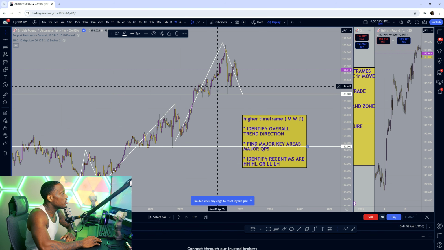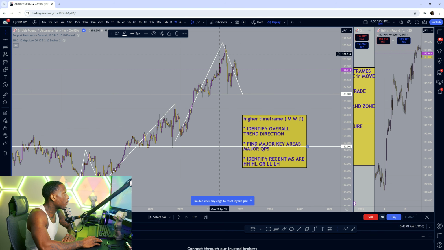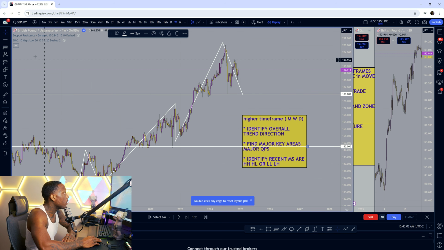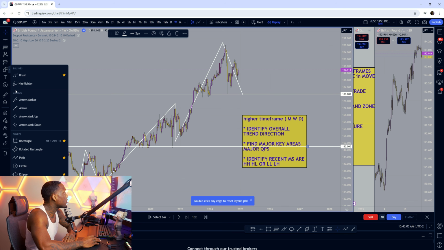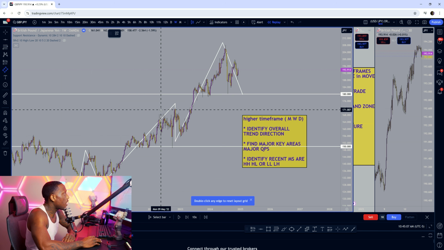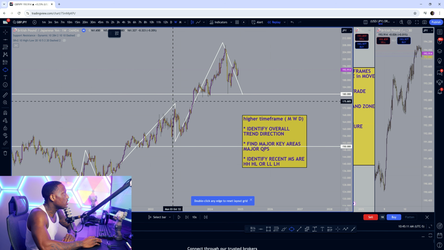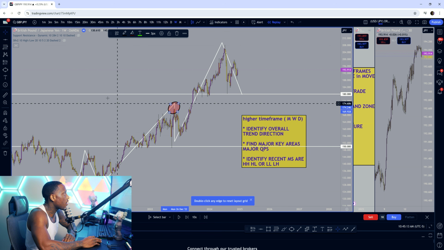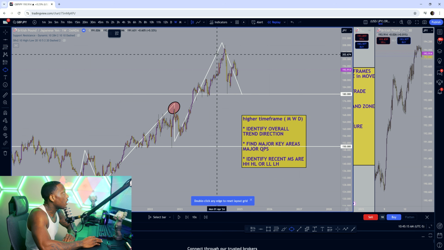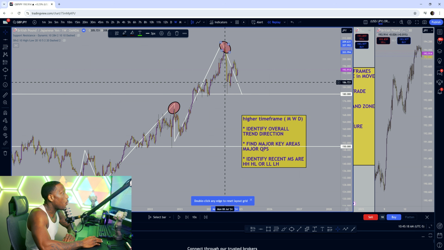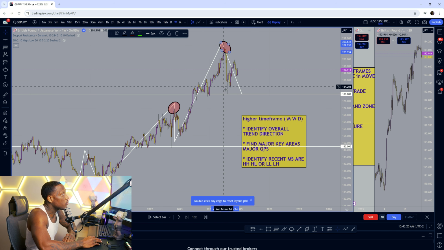Weekly, the data doesn't change too much. You're literally picking up where you left off from the monthly time frame. So ideally, something like this, you're going to continue to identify major areas of structure. I like to use the ellipses to do so. You can see I have a higher high here and a higher high here. Now, why did I point out the higher high? Because 9 times out of 10, where you have a higher high, you'll have a higher low.